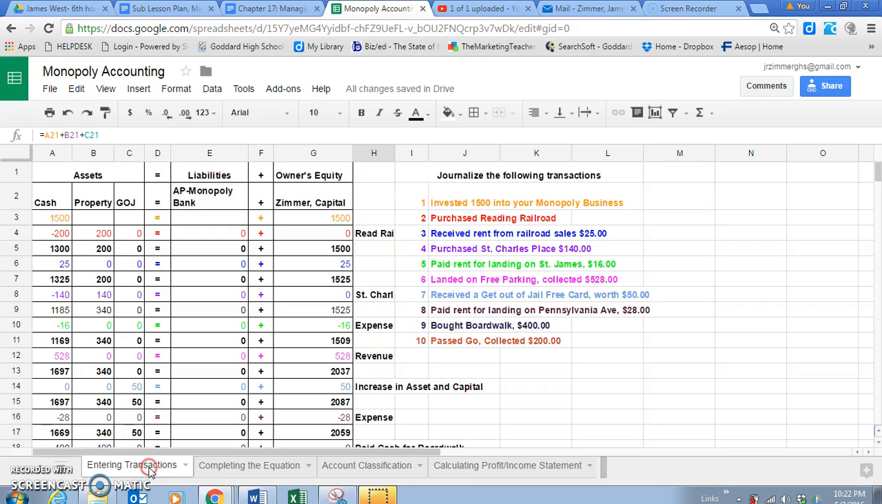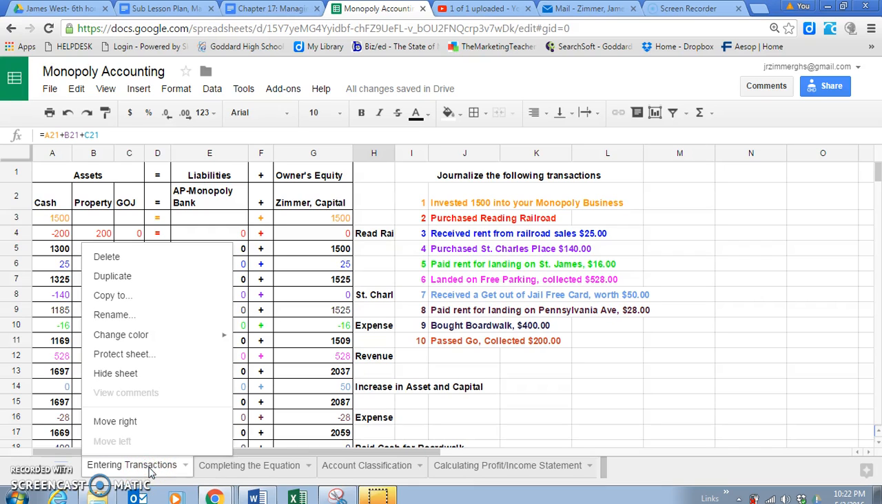You can right click on the entering transactions option and just hit duplicate, erase what I have, and plug your own in. Okay, it's very, very easy. So do that now. I'm going to pause, and you can work on that. Make it look very similar, if not exactly like mine, but with different numbers, different transactions. Alright, you may begin.